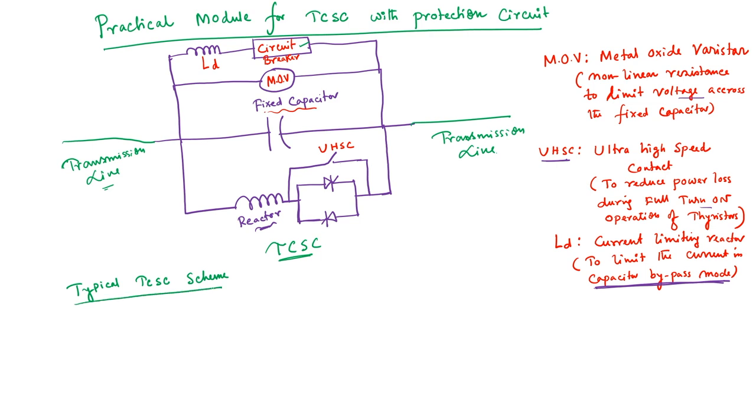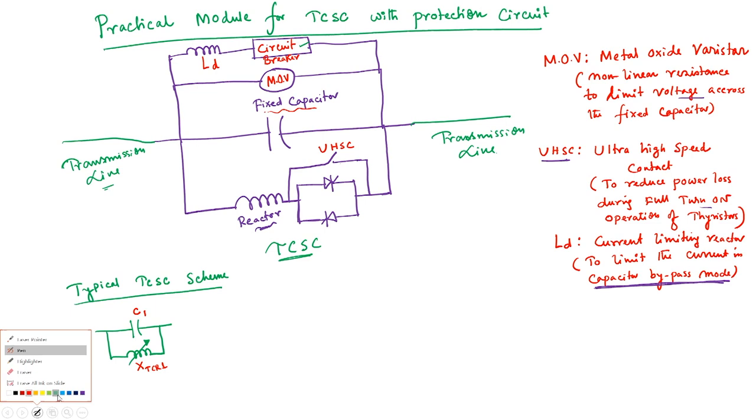Typical TCSC scheme is something like that. We have one TCSC unit. I am just representing it with a fixed capacitor and variable reactor. So, suppose this constitutes a TCSC unit, C1, this is X TCR 1. And similarly, we have multiple such identical units in series like this.